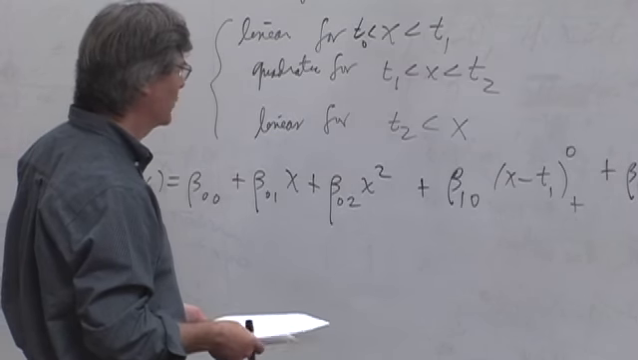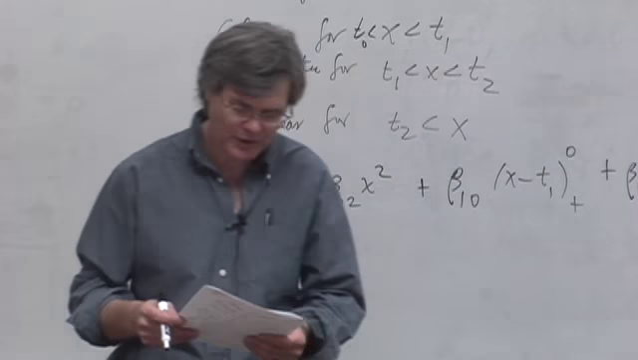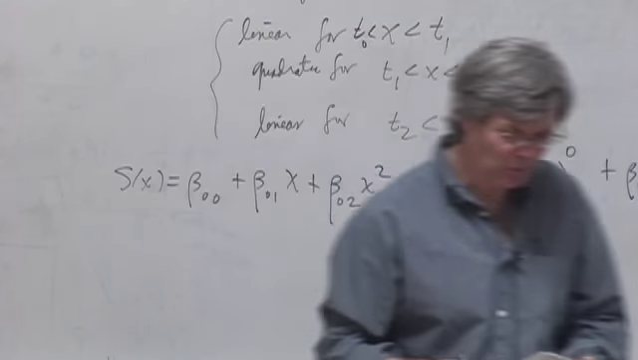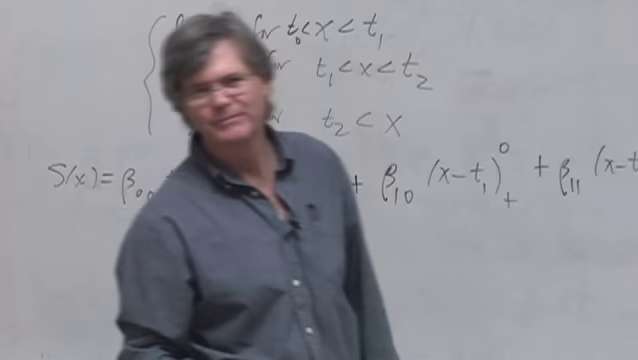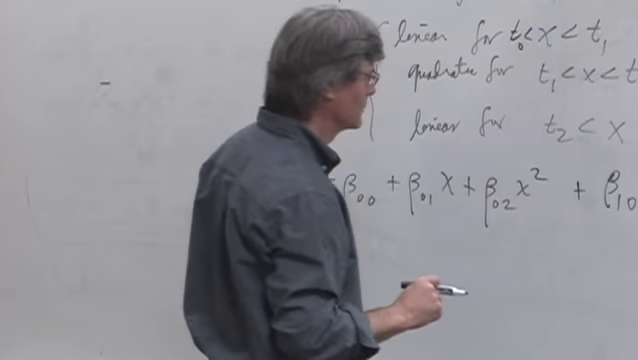Now, I said this is the general quadratic. The first question is, how do you set it up so that it's linear, quadratic, and then linear? So we can get rid of the quadratic term in the first piece: b02 is equal to 0.